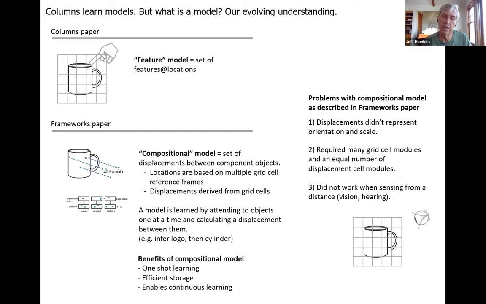So those are some pretty significant problems, but there are also some really cool ideas in the frameworks paper. Compositional models, one-shot learning, efficient storage, all that seemed right. It just seemed too good to not be correct. Yet we had these fundamental problems. So now I'm going to talk about modeling from a different perspective and point out where our error was. Before I do, are there any questions on this slide?